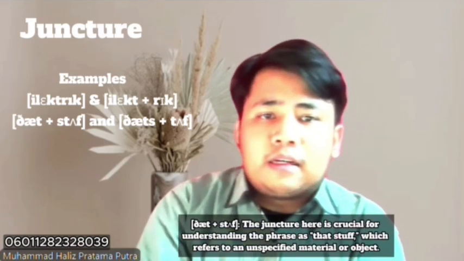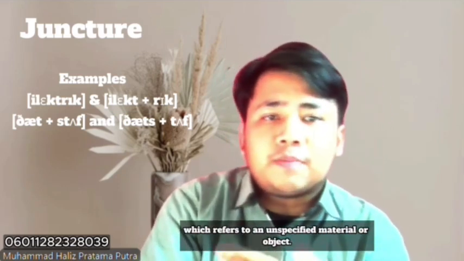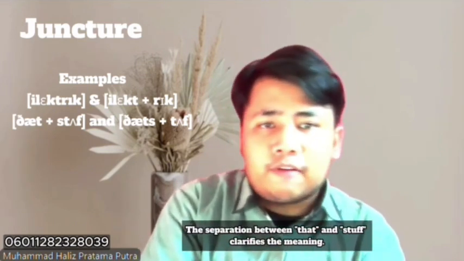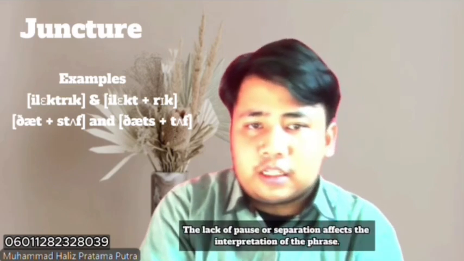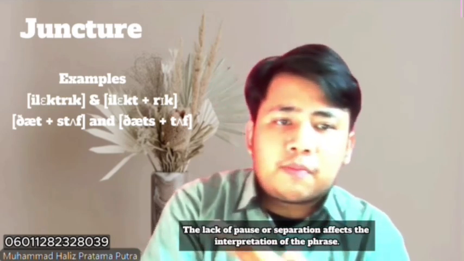Next, we have that's tough and that stuff. The juncture here is crucial for understanding the phrase as that stuff, which refers to an unspecified material or object. The separation between that and stuff clarifies the meaning. For that's tough, the juncture helps identify that's tough, an expression indicating difficulty or strength. The lack of pause or separation affects the interpretation of the phrase.